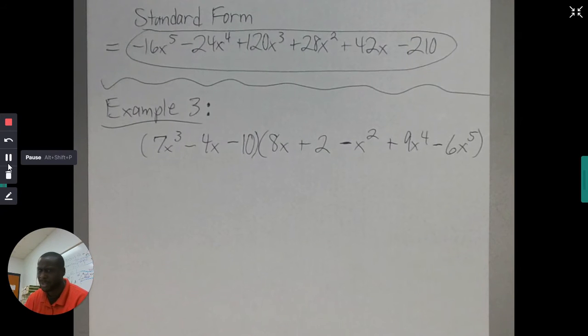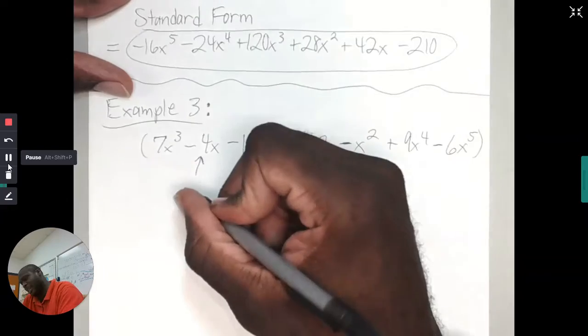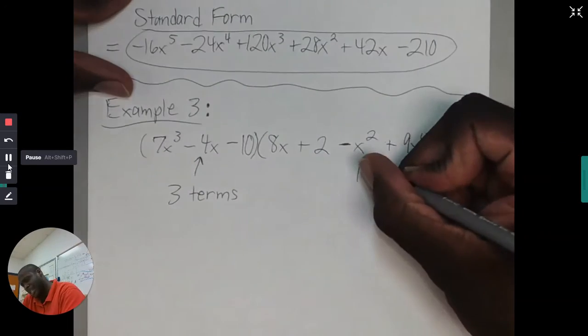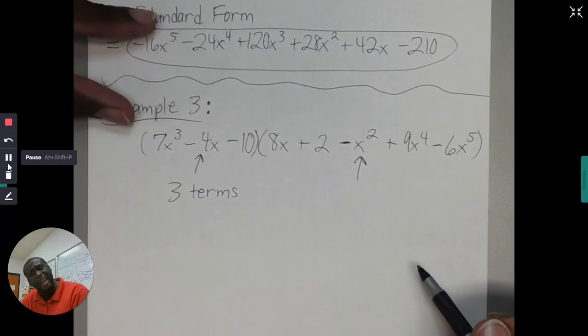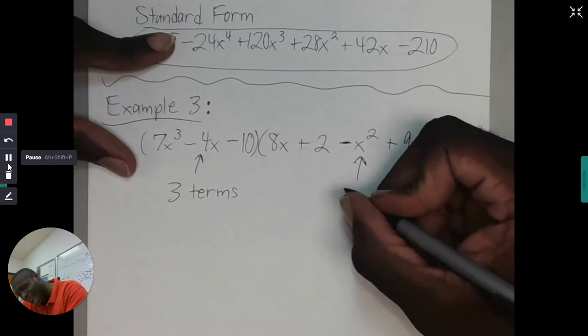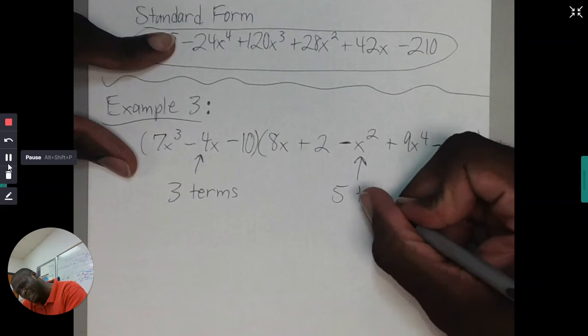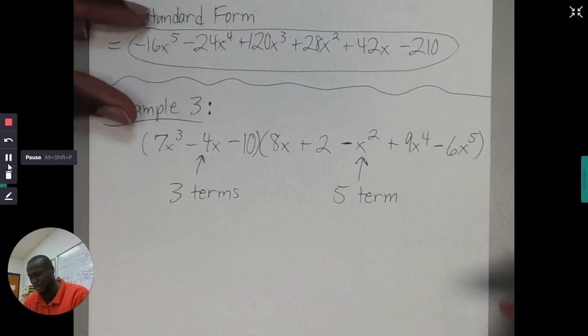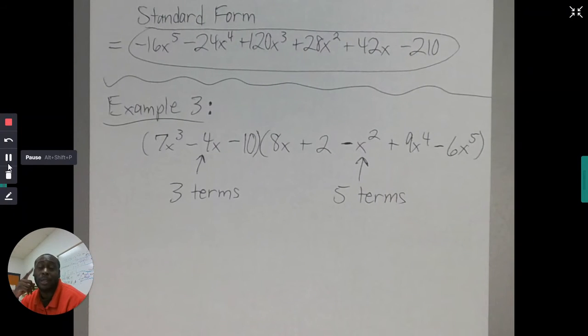Now, wait a minute now, Mr. Starkey. Look now, you doing too much right now. Okay, this one has 3 terms. And this one has how many terms? 5 terms, Mr. Starkey. 5 terms. What are you doing? Huh? What are you doing? Why are you doing this to me, Mr. Starkey? All right, that's enough of that.